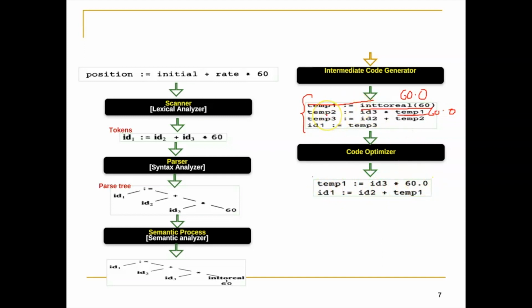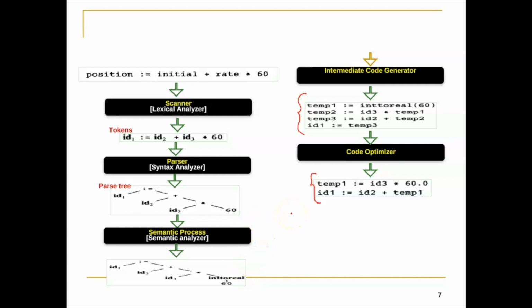And now see, at the next step we are adding id2 with temp2, and it is getting stored in temp3, and this temp3 is again getting stored into id1. We don't need these kinds of repetitions, right? Instead of that, we can directly store id2 plus temp1 into the id1 variable. Similarly, this 4-line code can be reduced to this 2-line code, which will increase execution speed and also consume less memory space. So this is the advantage of code optimization.